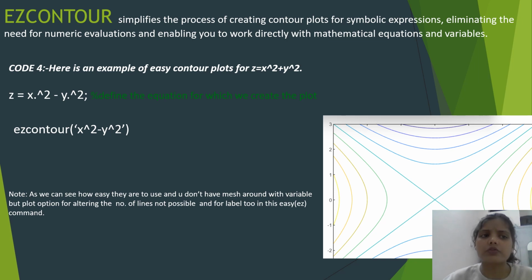So we can differentiate in such a way that in the simple contour we are used to defining the meshgrid, but here we do not need to define the meshgrid. So this is the only difference.